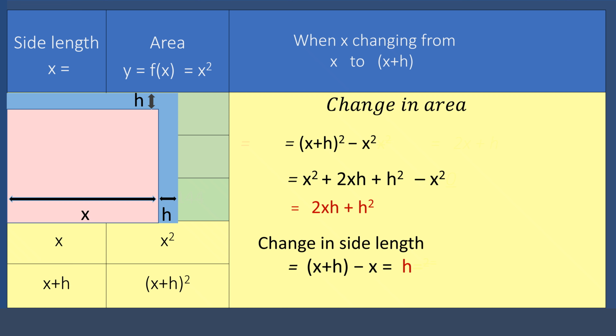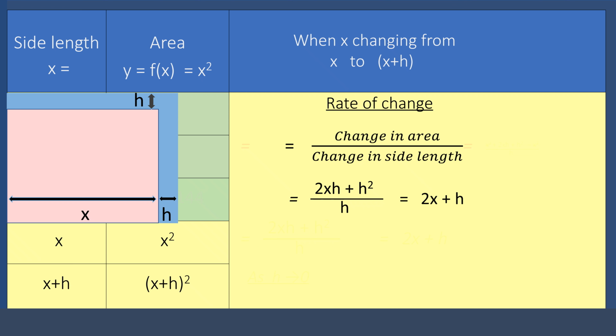So what is the rate of change? To find how fast the area is changing with respect to the side length, we divide the change in area by the change in side. That gives us 2x plus h. This is a rate of change, but it still depends on h. So it is not yet the instantaneous rate. Now we let h approach 0.